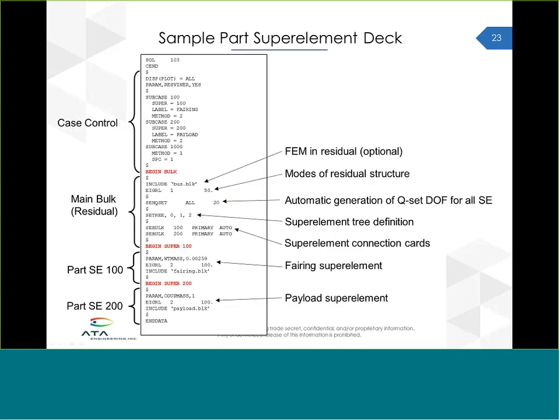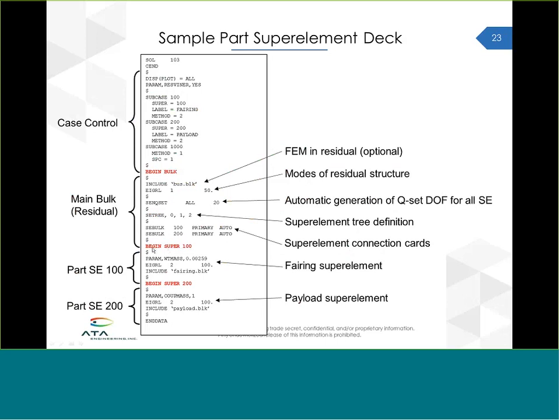So I have a sample here. The idea here is you have BEGIN BULK and you have a FEM and several other normal types of cards. And these are FEMs that are in the residual. So again, after you've reduced all the superelements, you tie them together with everything that's in the residual. So in this case, the bus will still be in the residual. And there are various cards here that do various things and set up modal degrees of freedom and define the superelement tree. And then we have the first BEGIN SUPER.